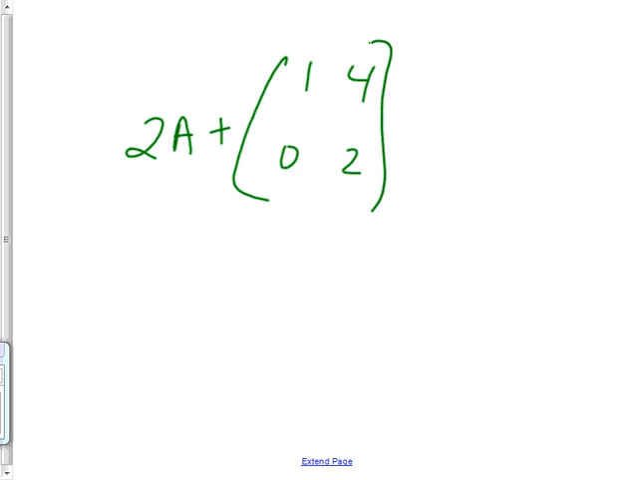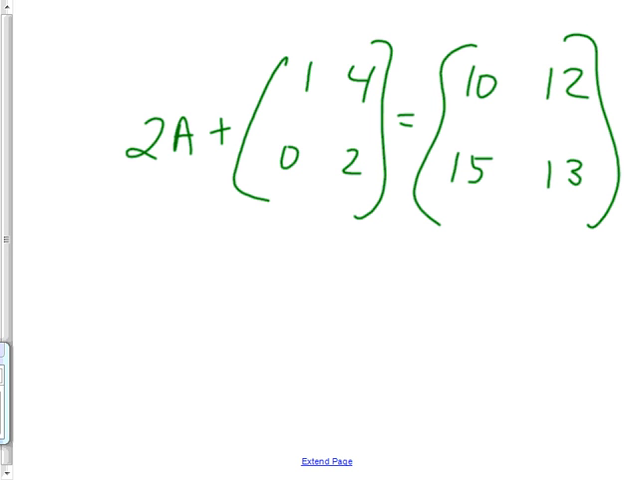Here's the harder kind. 2A plus this matrix, 1042, is equal to this matrix, 10, 12, 15, 13. All right, now, you guys had a question just like this in your matrix test, and a lot of people got it wrong, because they thought we had to use inverses. Inverses is a thing, but we don't need inverses for this. We just need to get rid of this, and get rid of this, and then A will be alone.